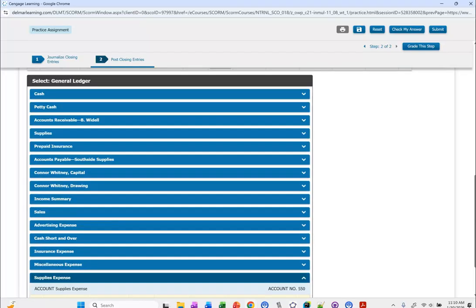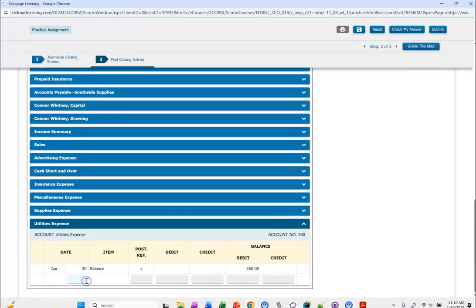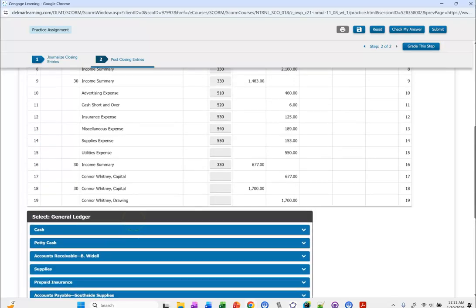My last expense account is utilities. Page 8. I have a debit of 550, so I have to credit 550, and that zeroes us out. And that was account 560.